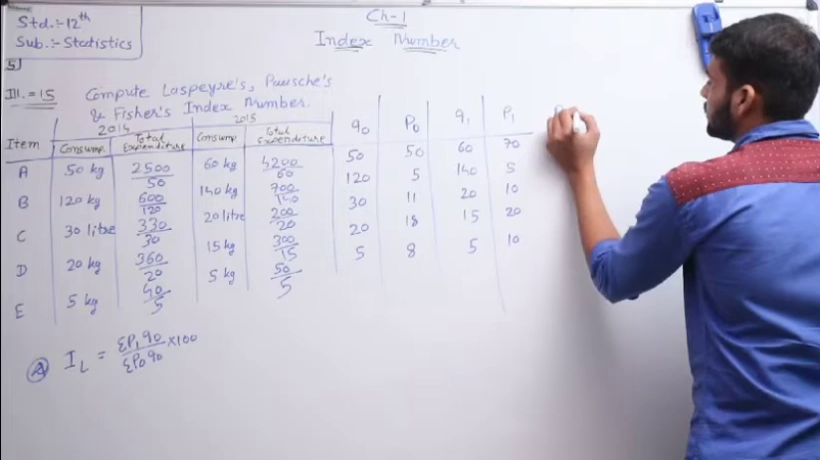Then now we find the Paasche formula. So IP is equal to sigma P1Q1 upon sigma P0Q1 multiplied by 100. So now we require the P1Q1 column and the P0Q1 column. Okay, students? So first column, multiplication of P1Q1.